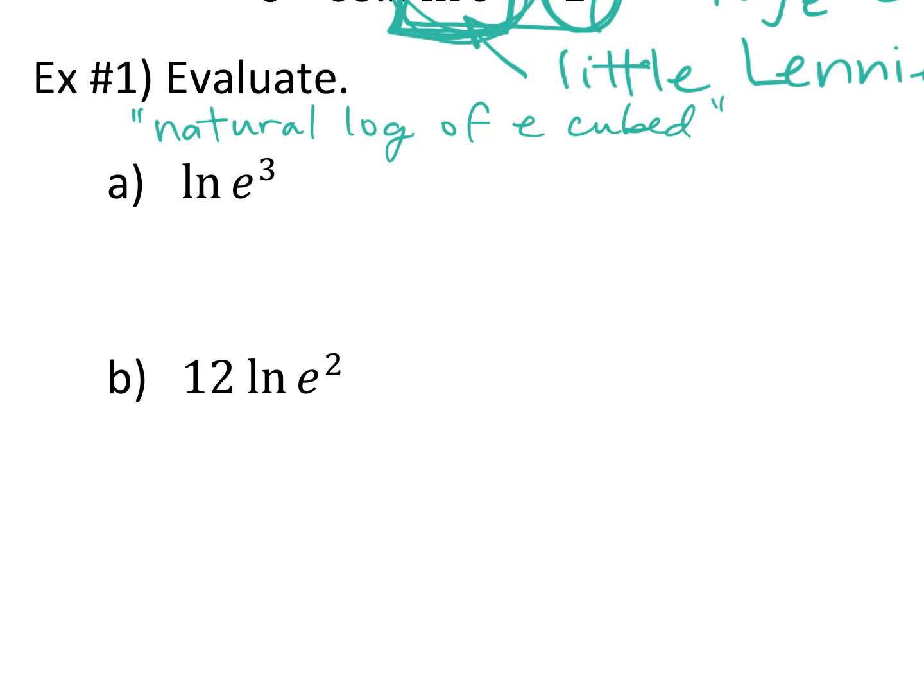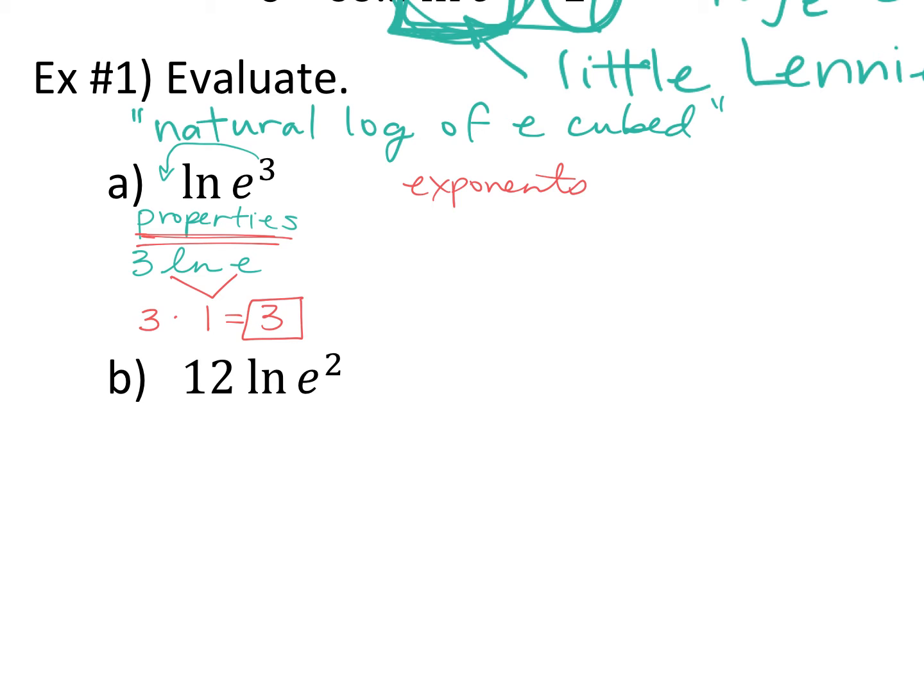So 2 ways you could do this. If you're going to do it using properties, okay, our properties tell us we can move that 3 out in front. So 3 times the natural log of E. And we just said little Lenny is how old? 1. He's 1. So 3 times 1 equals 3. Okay, so if you're going to do it using the properties, that's what you would do.